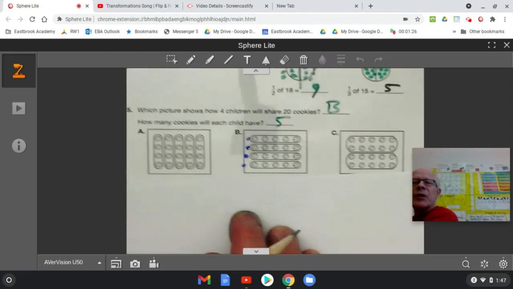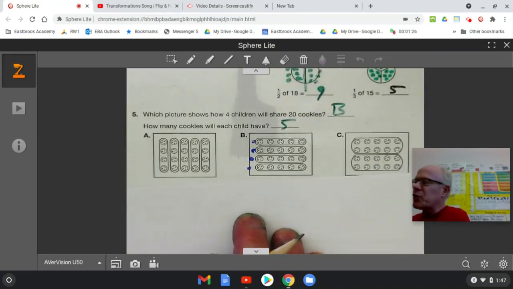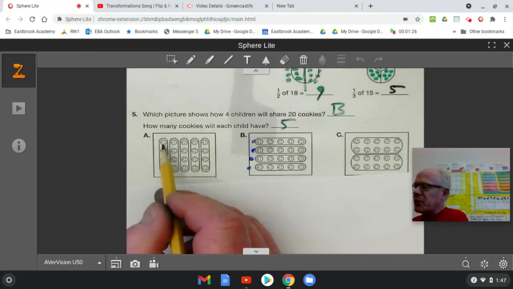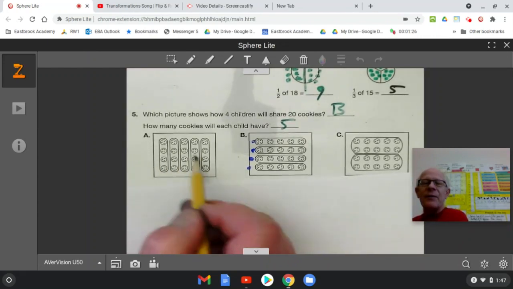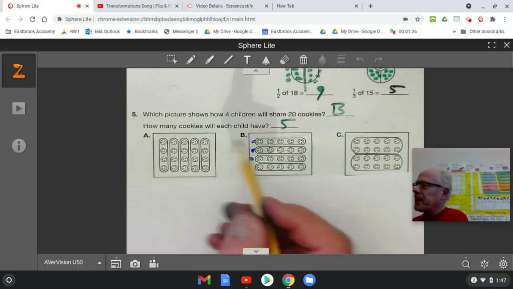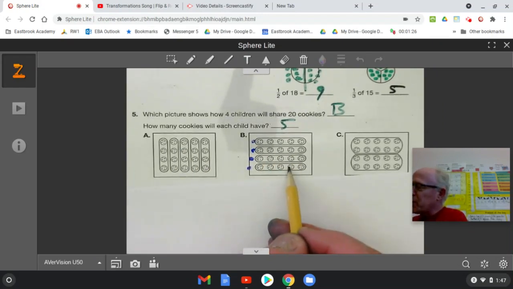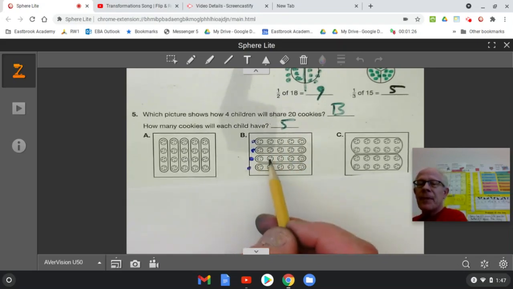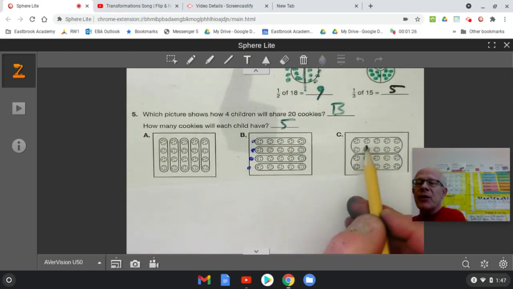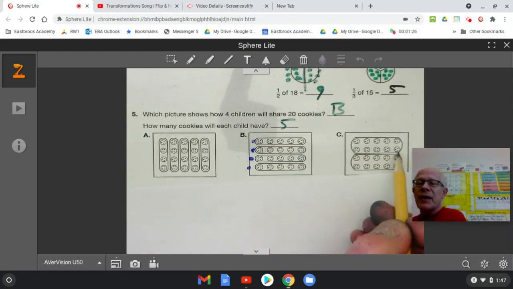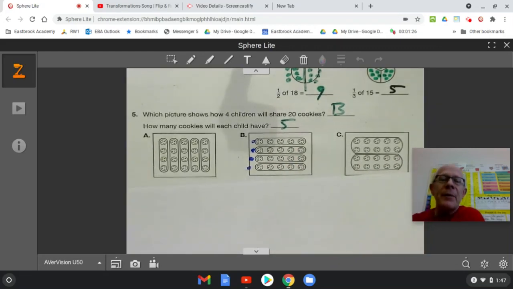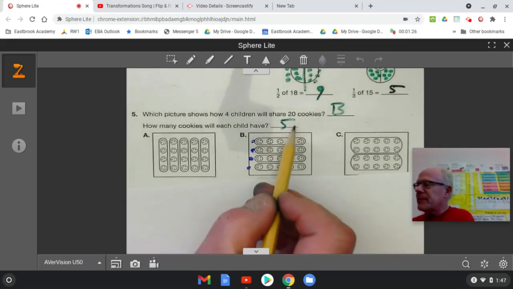Next one. This says, which picture shows 4 children will share 20 cookies? Well, this one shows 1, 2, 3, 4, 5. 5 kids, so that wouldn't be it. 1, 2, 3, 4. 1, 2, 3, 4, 5. This is 4 children sharing 20 cookies. This would be 2 kids sharing 2, 4, 6, 8, 10. 10 cookies. So this is the correct one. How many cookies will each child have? 5.